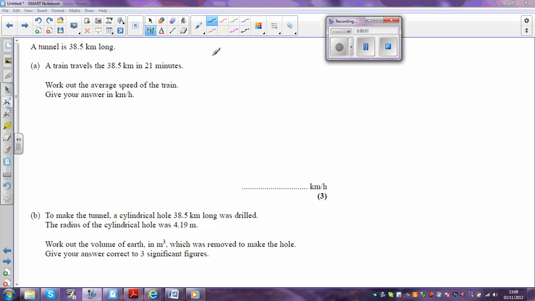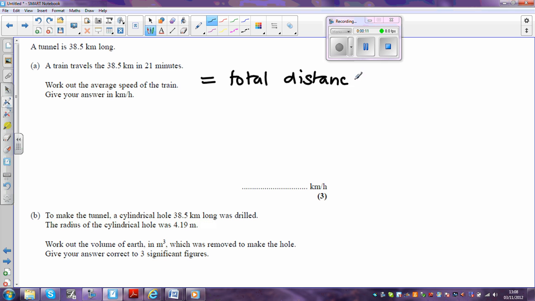The first thing we need to do here is realize that in order to work out the average speed, we need the total distance traveled. Well, that's easy enough. That's just 38.5 kilometers. And then you divide that by the total time taken. So, the total time taken.